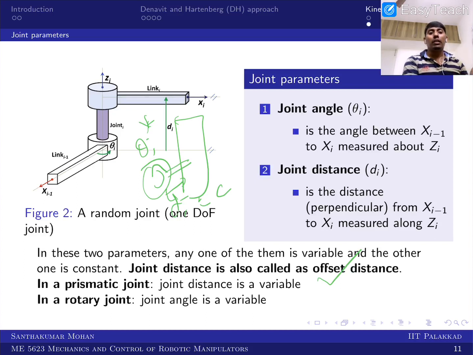Now I hope you have some clarity on the kinematic parameters. Hereafter we simply call them DH parameters. There are 4 parameters. General kinematic parameters are 6, which is 3 translation and 3 orientation, but the DH parameters are 4: 2 joint parameters and 2 link parameters. The 2 link parameters, link twist and link length, are constant. Of the 2 joint parameters, joint angle and joint distance, one is constant and the other is variable. If it is a rotary joint, the joint angle is variable. If it is a translation or prismatic joint, the joint distance is variable.